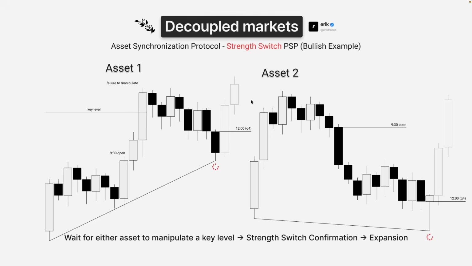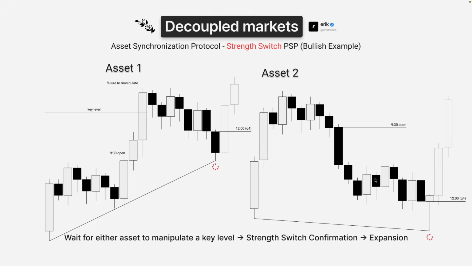So now you have a draw, which is this high. What is your key level, right? I'm not expecting price to expand just like this without hitting a key level. Now this low is my key level, right? So we don't really expand until we get this key level. Now you pair that key level with a strength switch PSP, and that is the trigger for expansion higher. That strength switch and that asset synchronization.